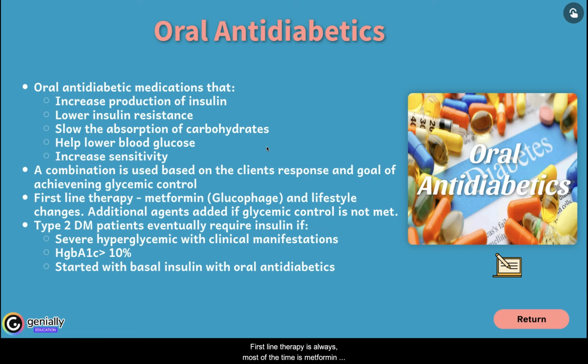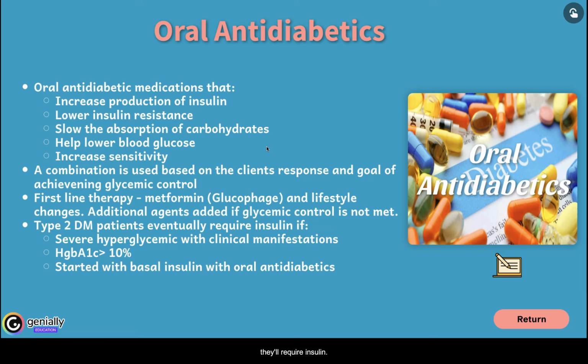First line therapy is, most of the time, metformin and lifestyle changes. So when a patient first gets diagnosed with type 2 diabetes, depending on how far off they are, the initial treatment is metformin and lifestyle changes, right? Diet, exercise, weight loss, all those things. Additional medications are added if the glycemic control is not met. For example, if they do not maintain the glycemic control, they might get another oral anti-diabetic, right?